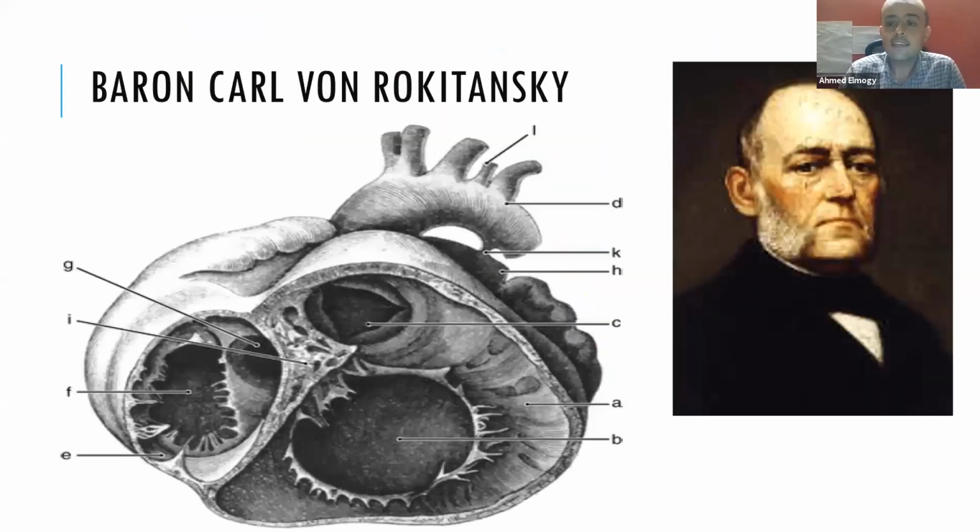Baron Rokitansky is someone who studied heart pathology in the 1800s, and he's the one who first described it in his atlas. This image is from his atlas, and it shows the morphologically right ventricle on the left side giving rise to the anteriorly displaced aorta, and the morphologic left ventricle on the right side giving rise to the posteriorly displaced pulmonary artery. It's like a cross section. So he described it in his famous atlas of heart pathology.